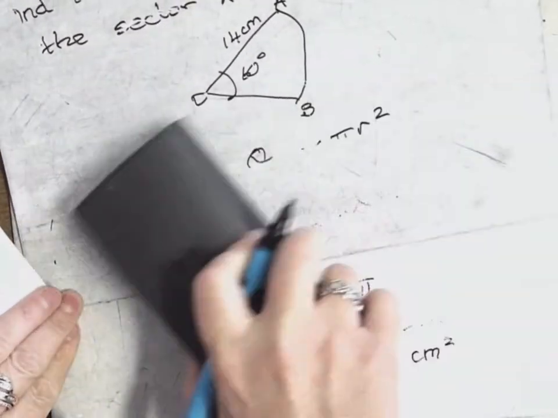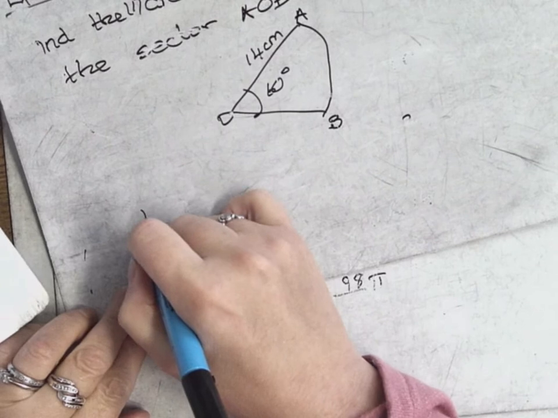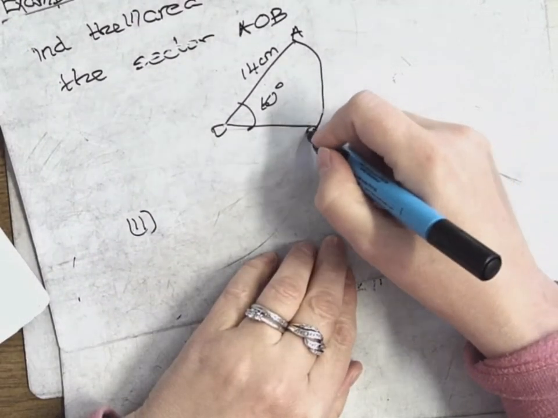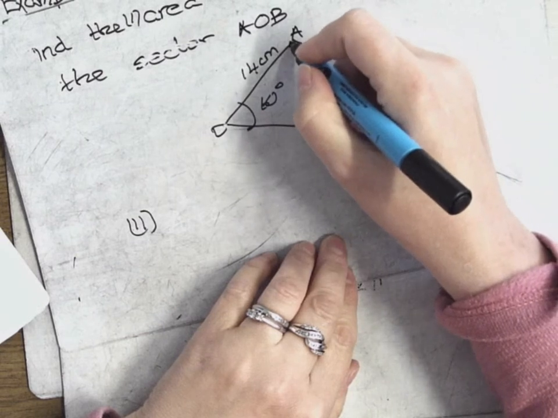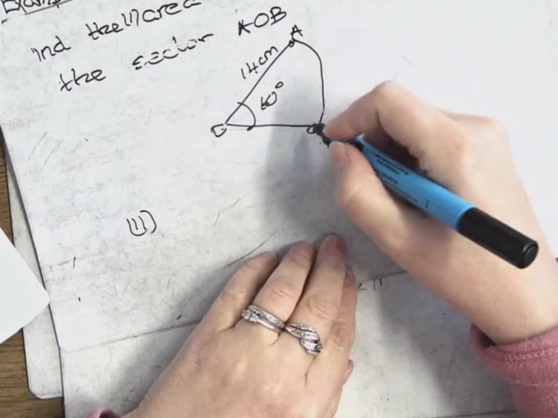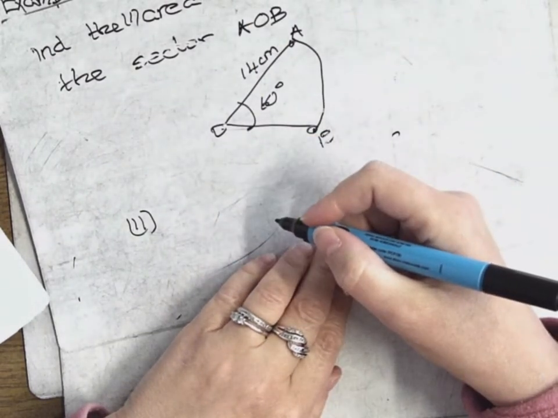Right. Part 2, same thing, it said find the perimeter, okay? So that's the distance all around. So if I start at A, I go A to O, then I'd walk from O to B, and then I'd go from B back to A, right? To go the whole distance around.